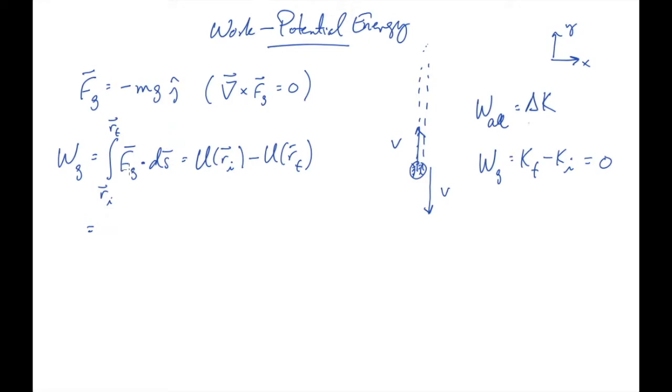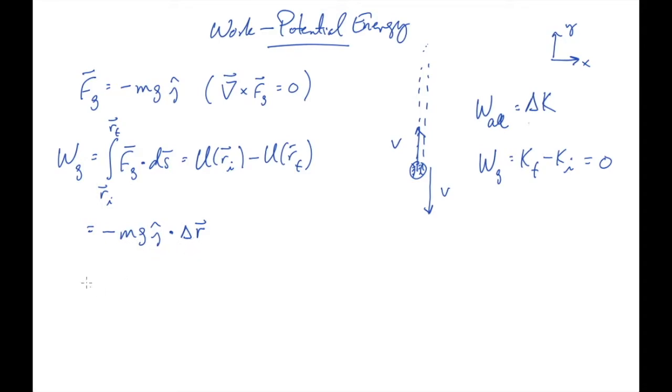Now, the gravity force is constant. We have looked at this before. It's minus mg j hat. So when I drag it out of the integral, I end up dotting this into the displacement vector. So this is F times delta R.